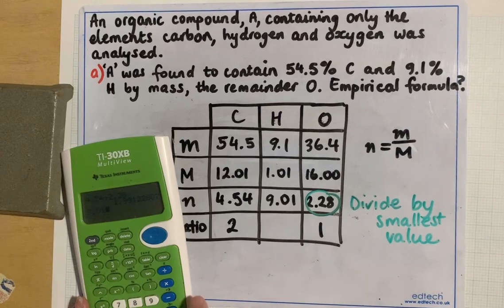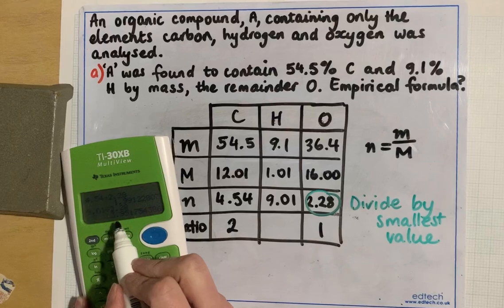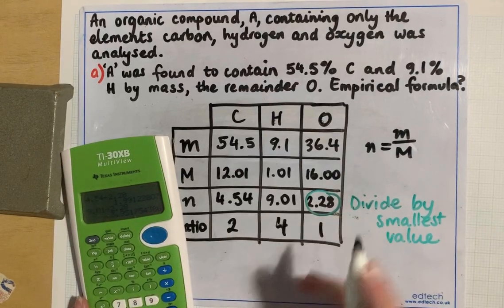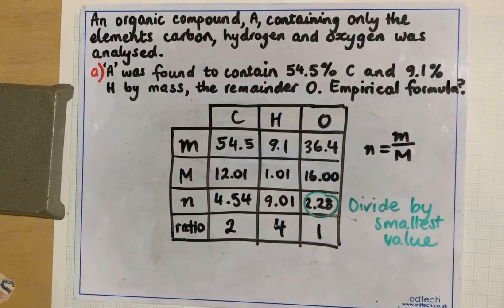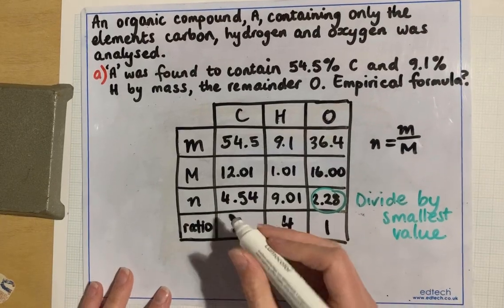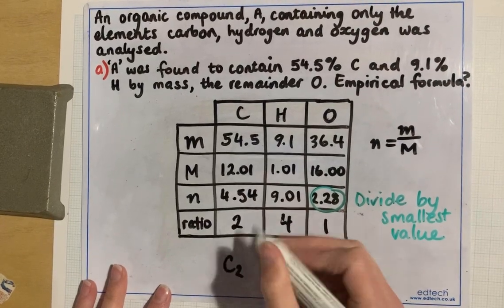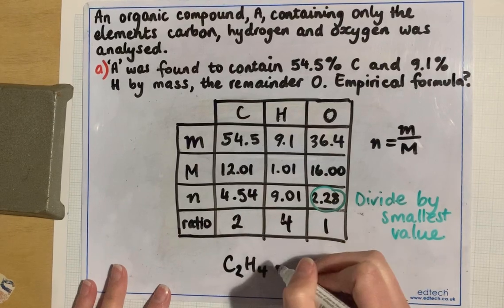9.01 divided by 2.28. We get 3.95. So close enough to 4. So now we have our whole number ratios. So our empirical formula for this compound is C2H4O.